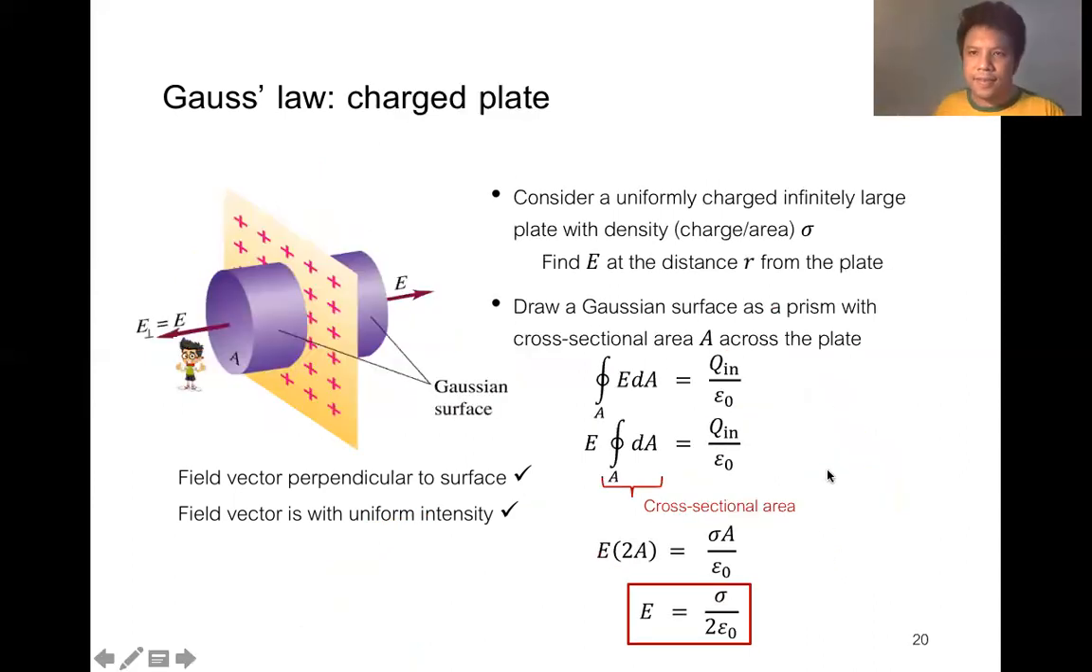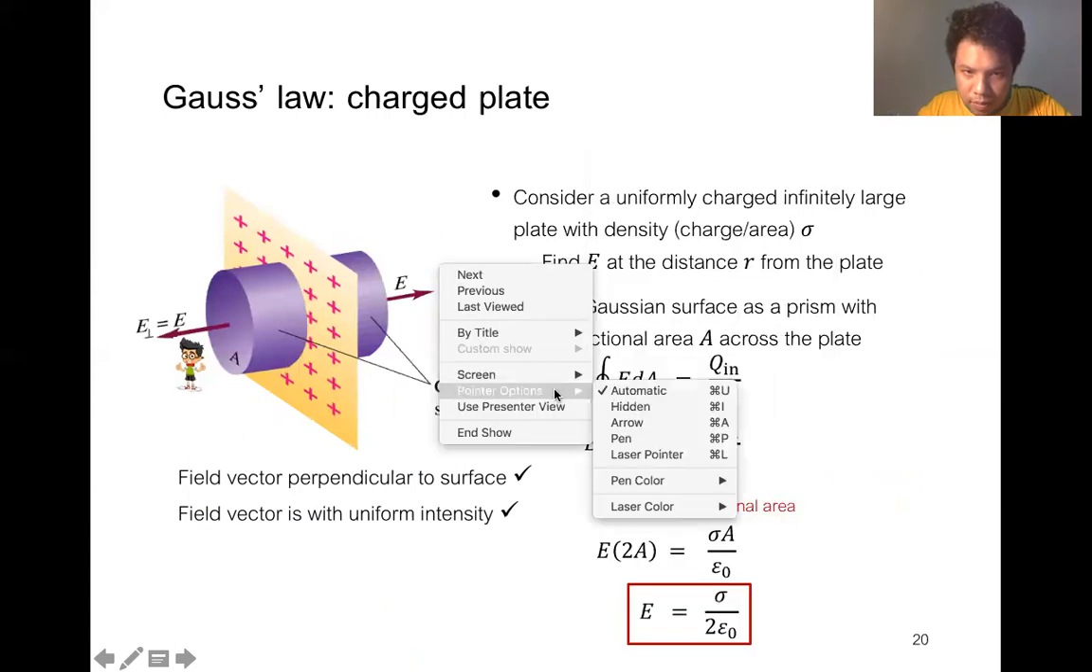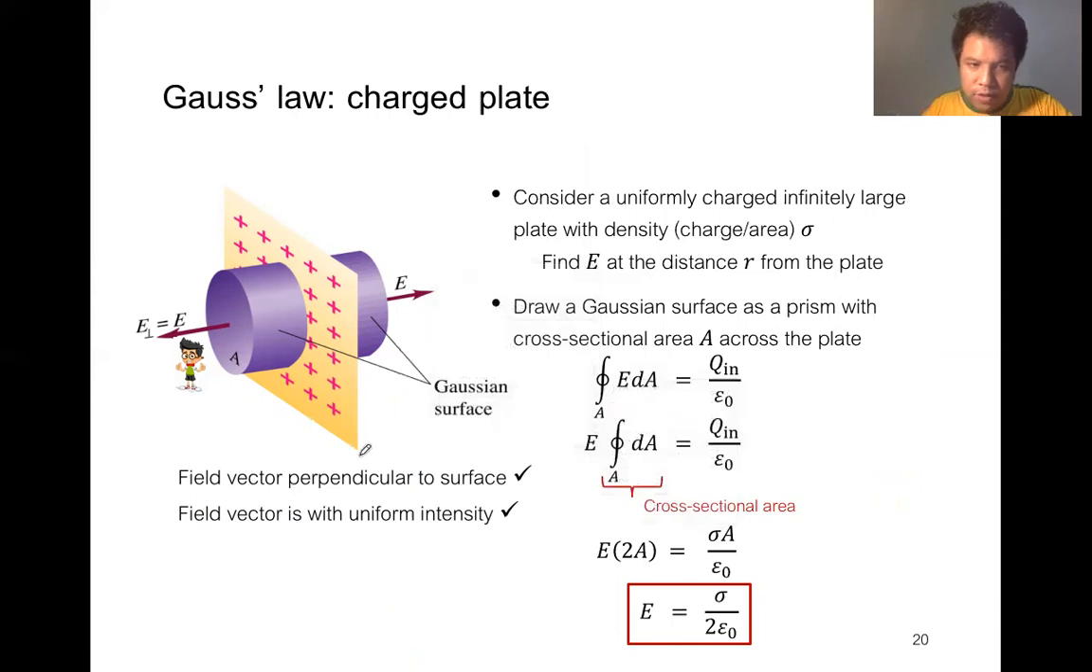Then another case is about the charged plate. For the charged plate, we are going to pick the Gauss surface as a prism with cross-section area of A. The field vectors are all perpendicular to the surface, and also uniform, so we can use this Gauss surface.